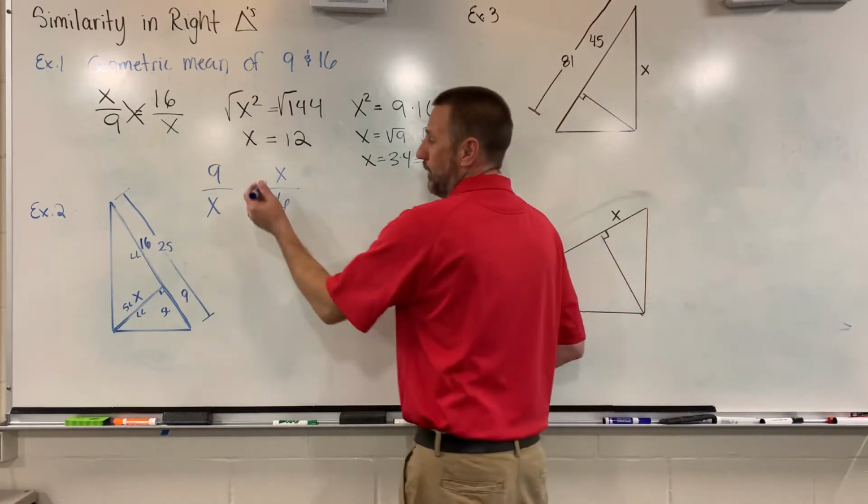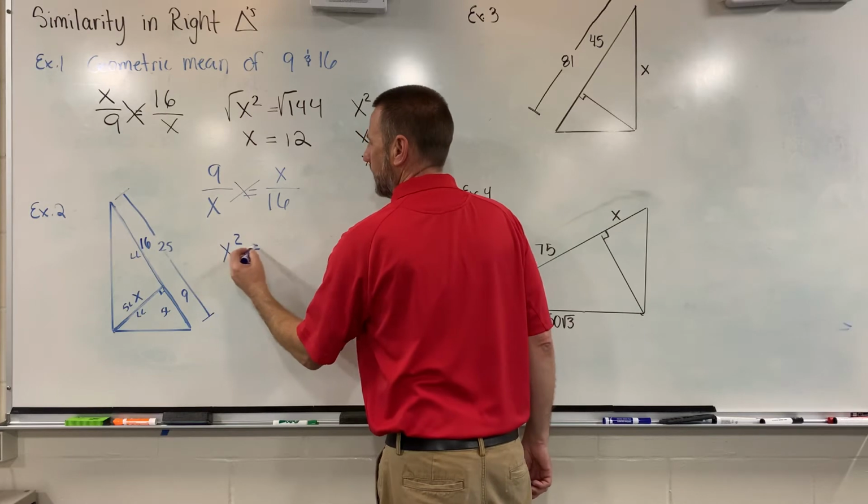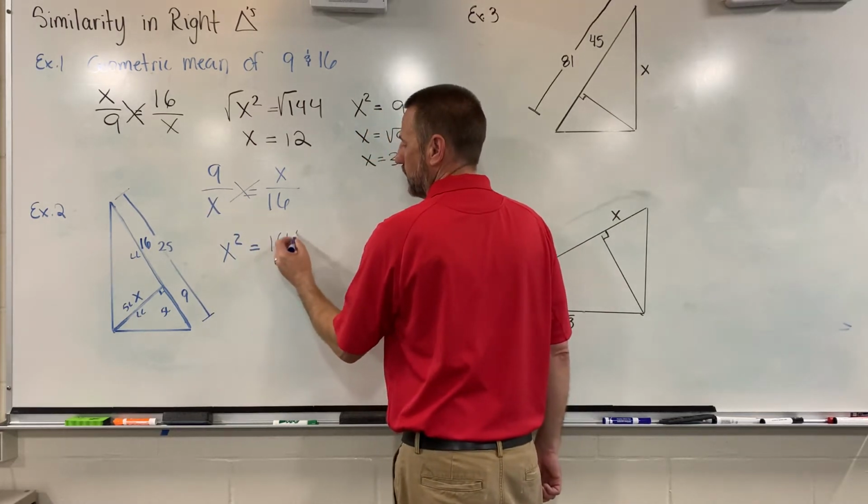Now back to this problem, we're going to do our square roots. x times x is x squared. 9 times 16, I could end up with a big number, but we know it's 144.